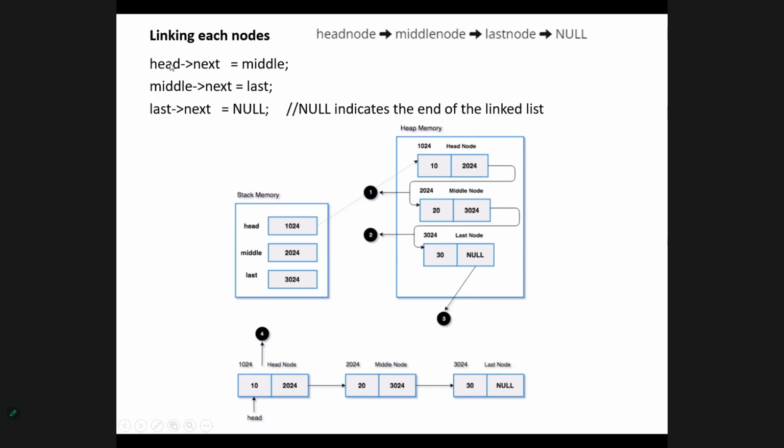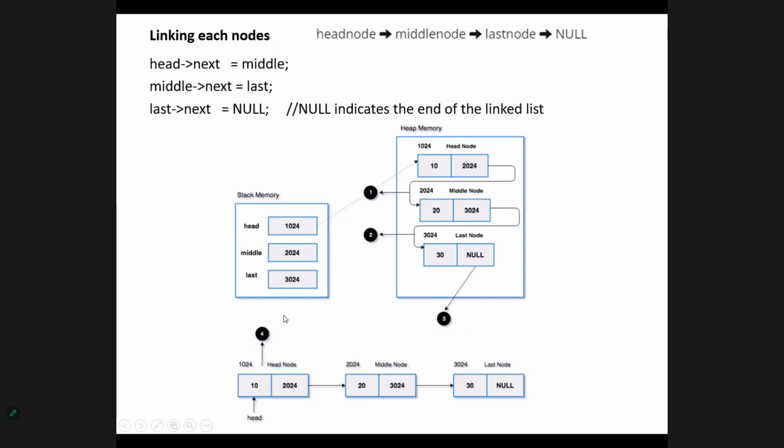So we have 3 nodes: head, middle, and last. Head next is assigned to middle, middle next is assigned to last, last next is assigned to null. Null indicates the end of the linked list, right? So now see, head will point to the head node, middle dot next will point to the middle node, and the last dot next will point to null. Now this structure is created.